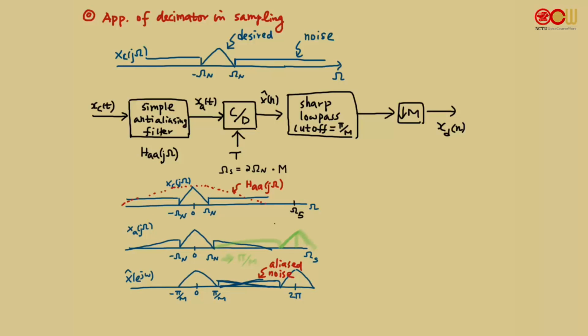Now we can apply a sharp low-pass filter in the frequency domain to filter out this part from minus π over M to π over M. That's the low-pass filter with the cutoff frequency π over M. Then what we get will be the desired signal only, and then after we downsample, this will be stretched to from minus π to π, and this is Xd(e^jω). There will be stretching after the filtered X hat is decimated.